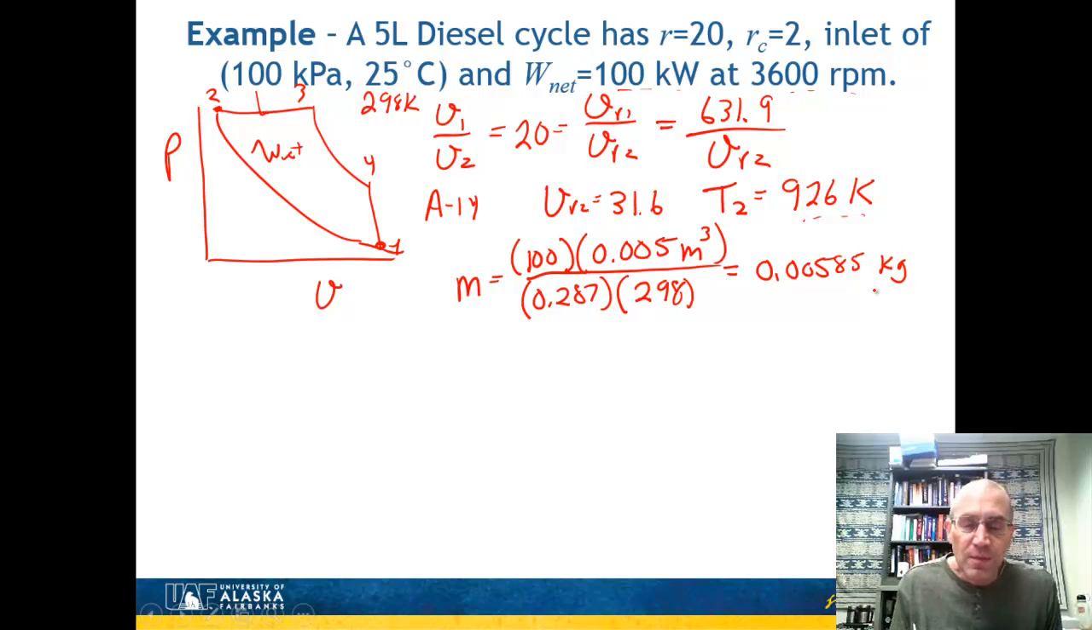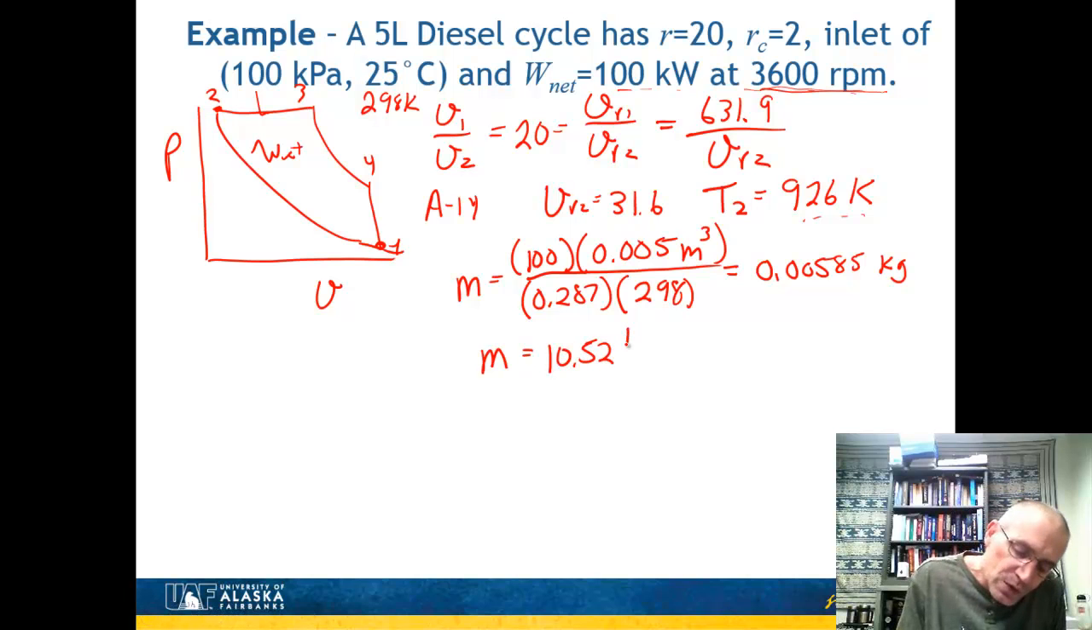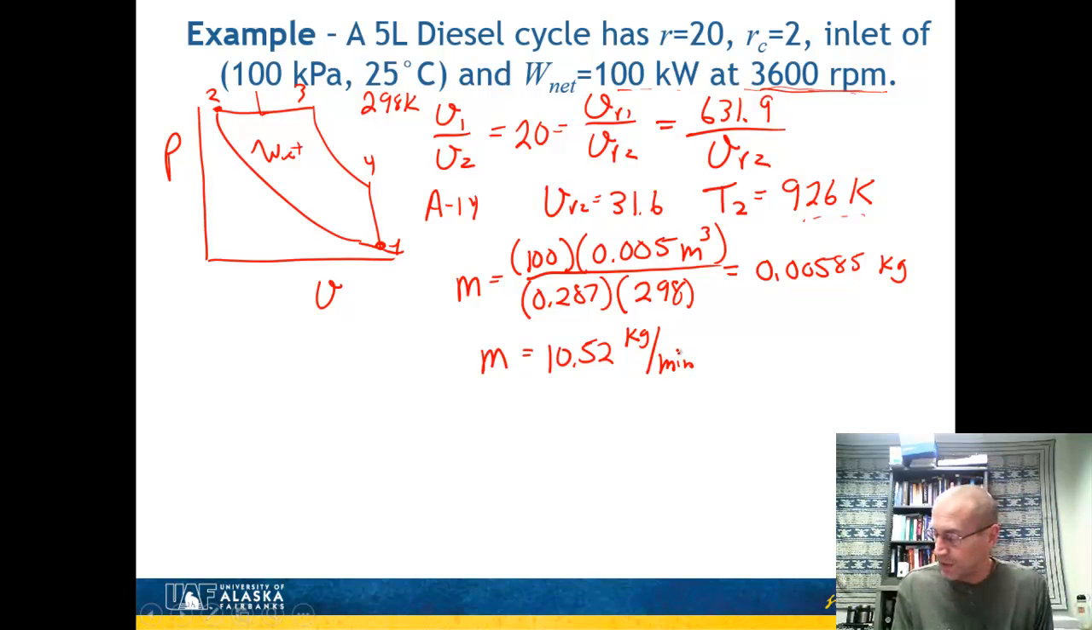And so if I want to know how much material is moving through, well, it's at 3,600 RPMs. And so what we're going to do is remember that the amount of mass that actually moves through is going to be 1/2 of that because of the exhaust stroke. So we're going to take this and multiply it by 1,800. That would give us what our total mass is. And so if I take that mass and multiply it by 1,800, I get 10.52 kilograms, and that's how much goes through there per minute. So 10.52 kilograms per minute.